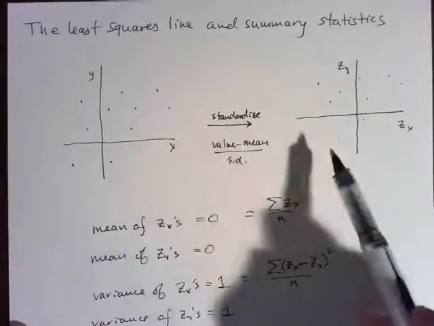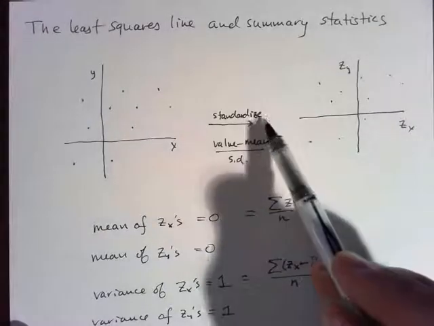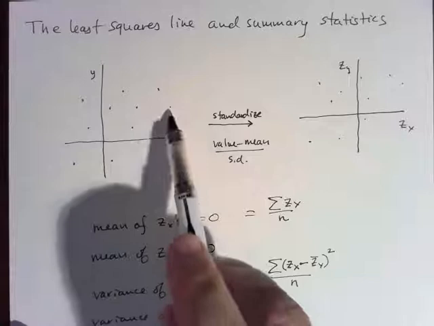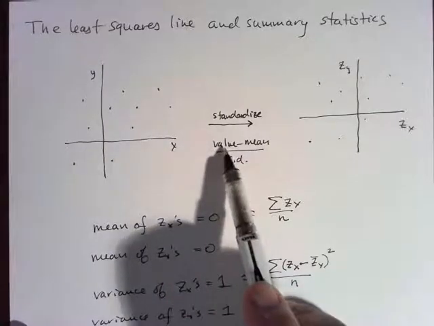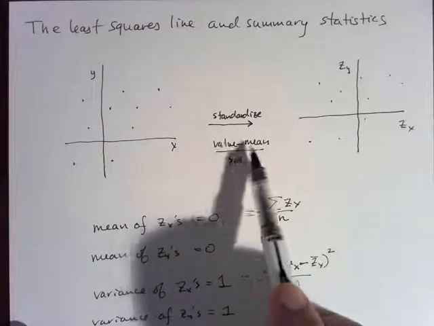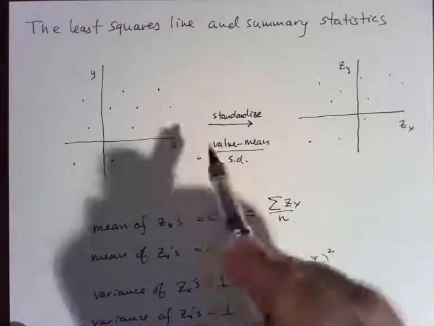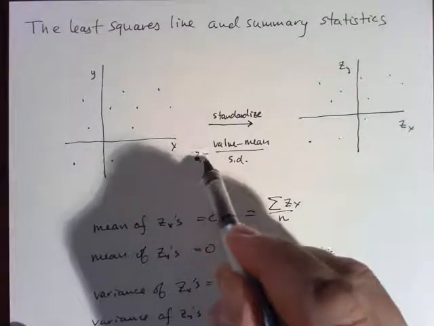For all of our theoretical work, when we're doing proofs, we're going to standardize things. We're going to change things to z-scores. So that means for each coordinate, we're going to take the value minus the mean divided by the standard deviation. Remember, this is the z-score formula. This is how we compute standardized scores.